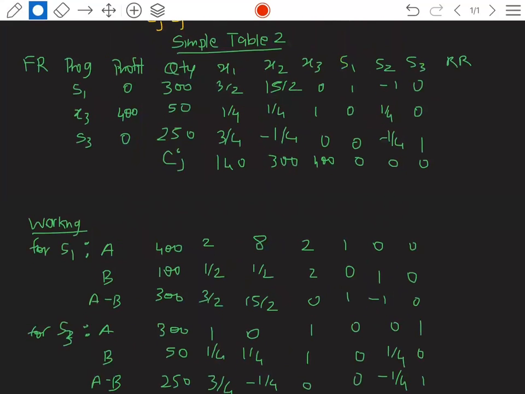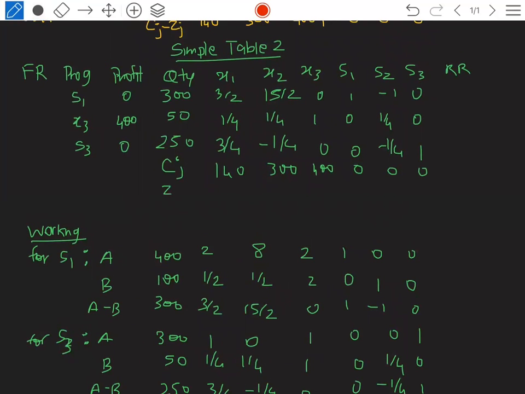Now, after Cj, we need to write down the Zj values. Now, Zj values are simply the profit multiplied by the sacrifice ratios. So the Zj values we've got here as 100, which is 0 into 3 by 2 plus 400 into 1 by 4 plus 0 into 3 by 4. Then the other one is 100. You can say this to be 400.